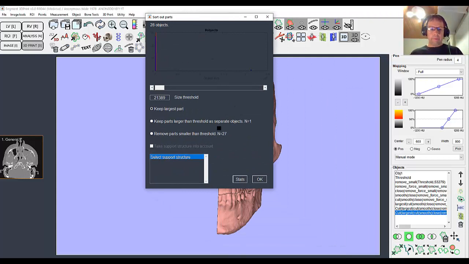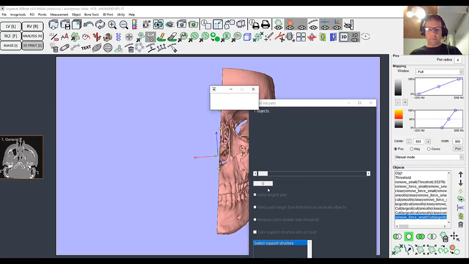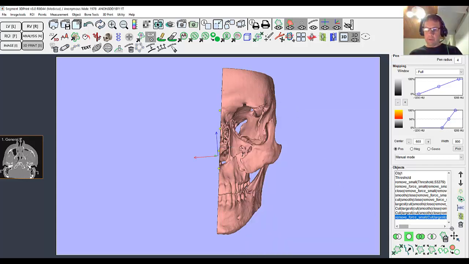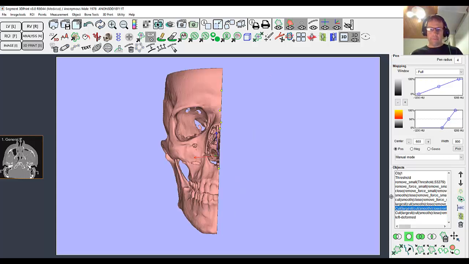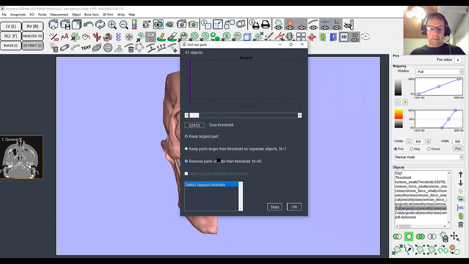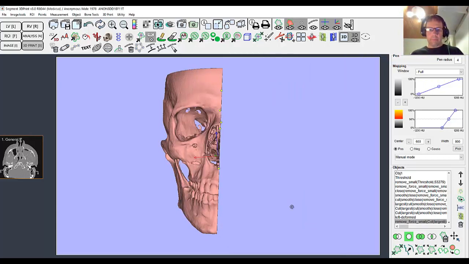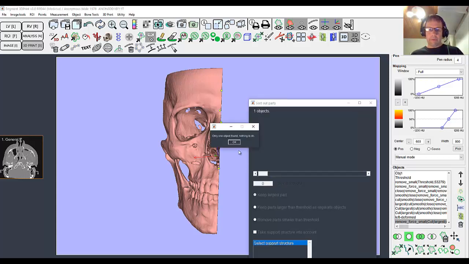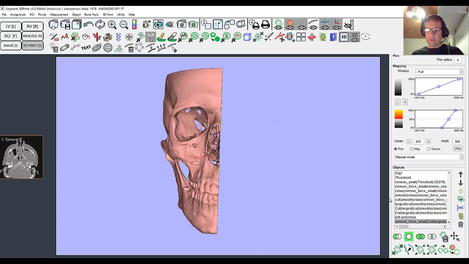And we want to take away all the small non-contiguous parts. It's only one object. So now we call this left deformed. Here we had the right part. Again, ensure that we take all the right part, and there's only one object. Good. So we call it right reference.